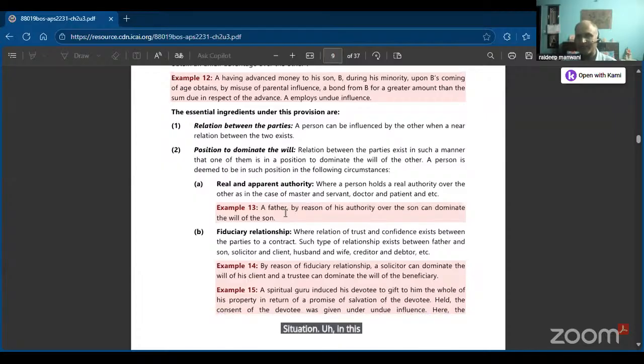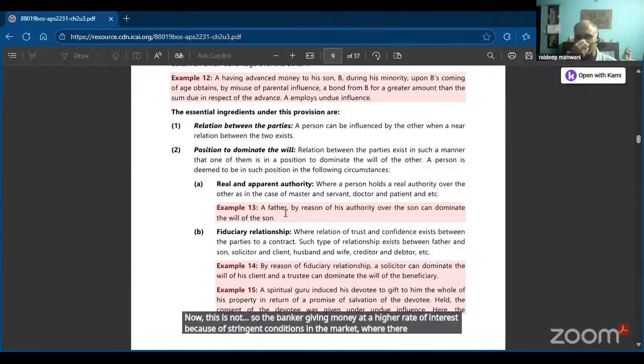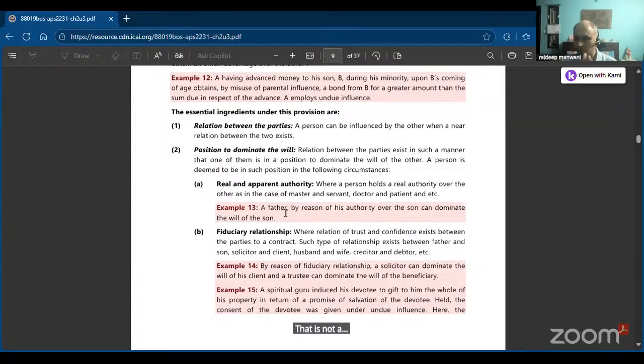In this case, this is not undue influence. The banker giving money at a higher rate of interest because of stringent conditions in the market, where there is a lack of supply of money, is not undue influence. That's just a normal transaction. Okay. Understood or no?